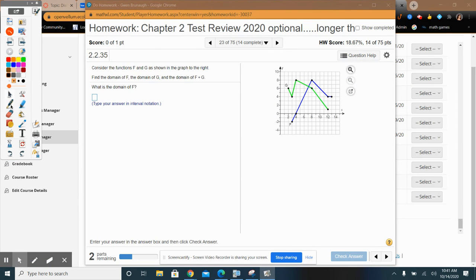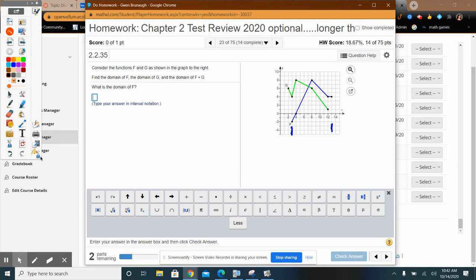Okay, what do we do on these? We just need to look at our graphs closely. The domain of f is left to right, and we're using those x values. So we're looking from 3 to 13. Square brackets for everybody because it can be 3 and it can be 13.